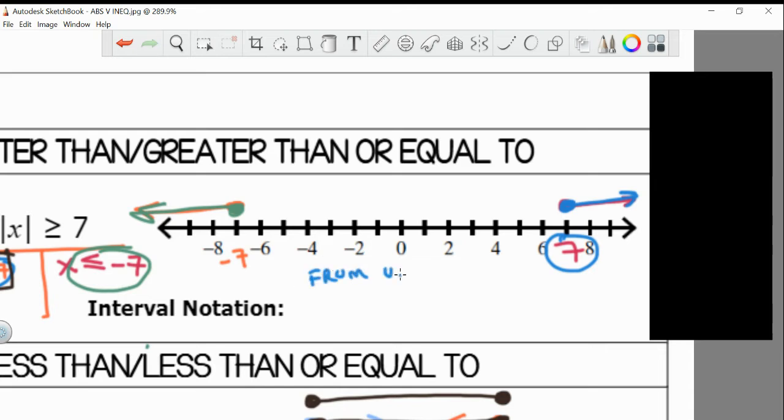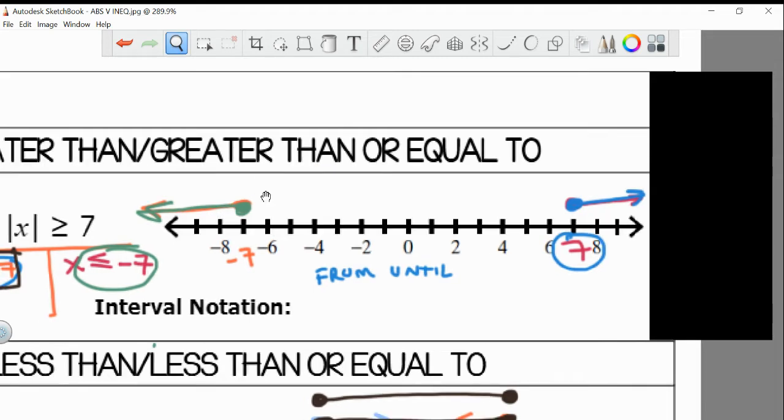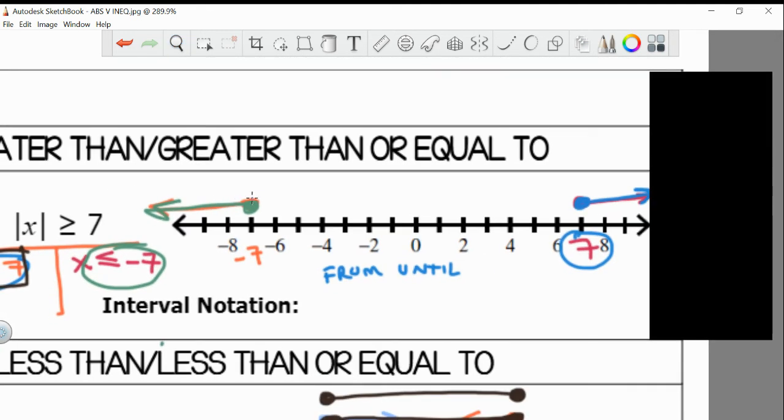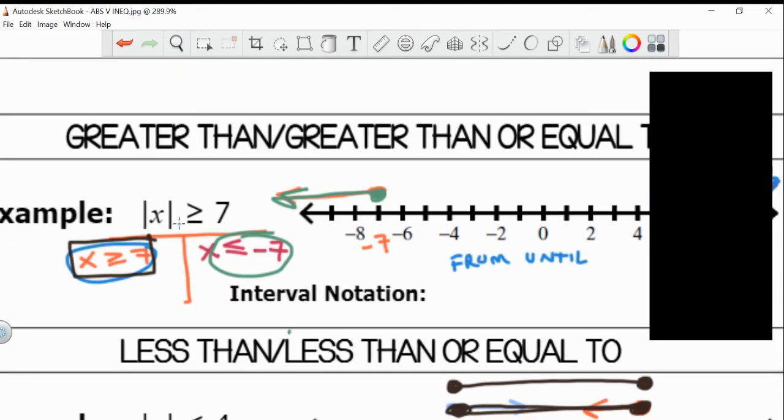From until. What is the first answer that starts working on this side? What about -8? That works. No, but -7 including. So what's the first answer? Right, and we're moving left to right, small numbers to big numbers. What's the smallest number that you could plug in right here and get to work?